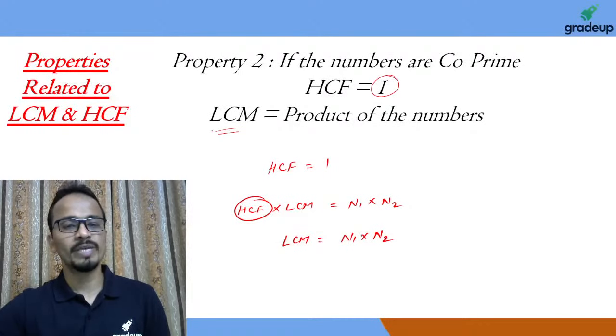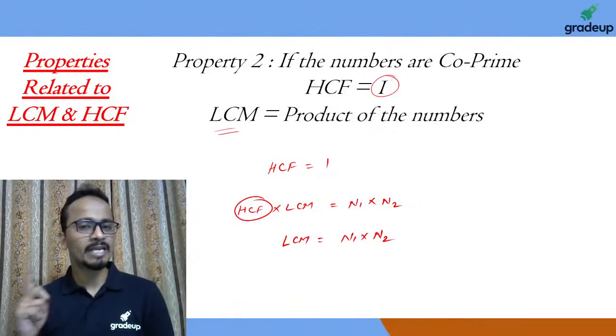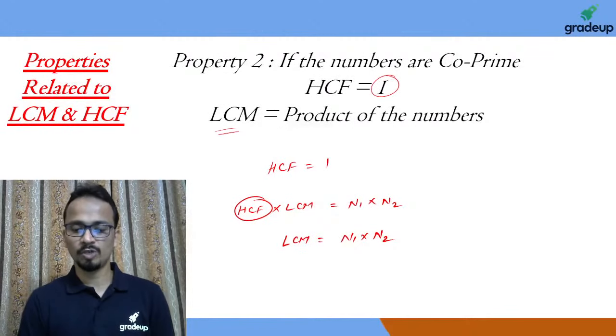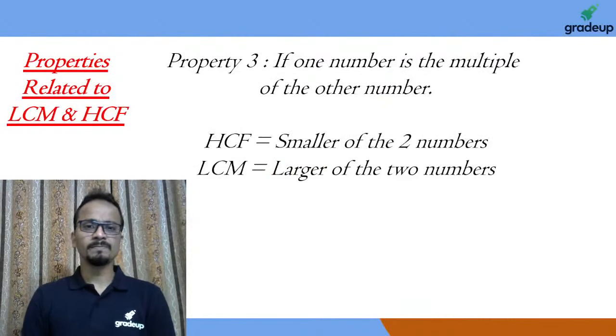All right. So we can say that if the numbers are co-prime with respect to each other, their highest common factor will be 1 and the least common multiple will be equal to the product of the two numbers. All right. Now moving on to the third property.